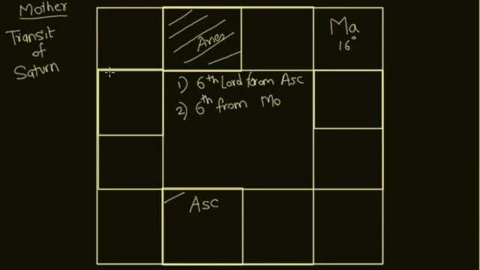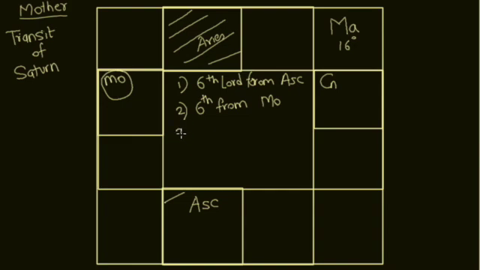So let's say moon is here in Aquarius. So the sixth from the moon is Cancer, and the lord of Cancer is again moon. Okay, so any transit of Saturn over this moon is going to give problem to the mother.